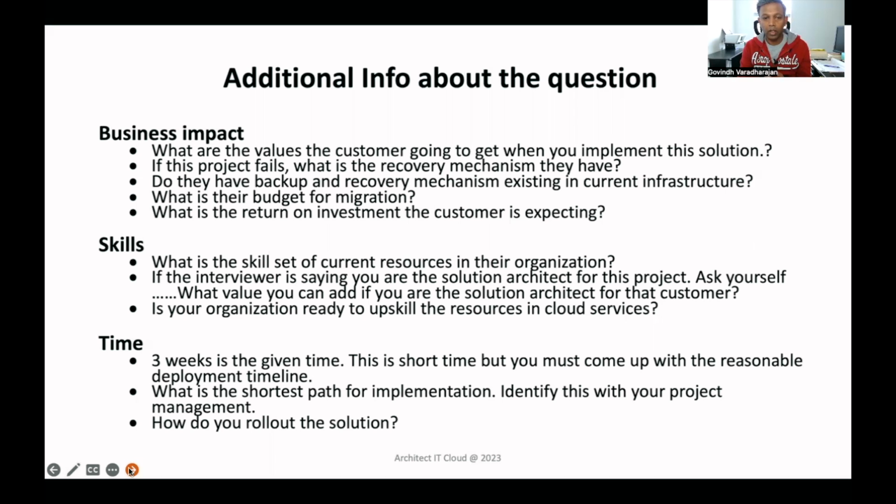Do a POC kind of thing, and then slowly roll out a smaller volume of transactions and make sure that that works fine, and then slowly increase the volume of transactions. That kind of rollout strategy you must give to the interviewer.